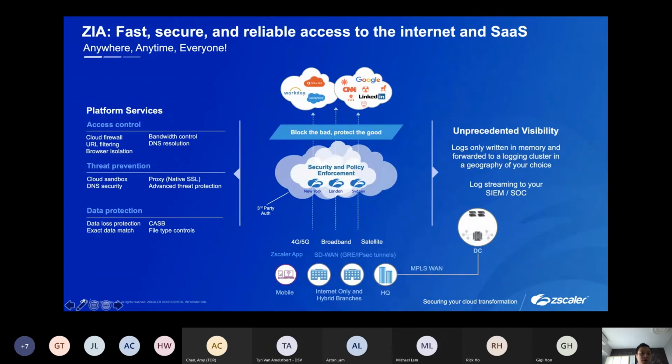This is some of the features that we can provide from these ZIA services. We also deliver something like an NGFW, full proxy, sandbox, DNS security, data protection, and also browser isolation. All you need before you allow a user or device for internet access.